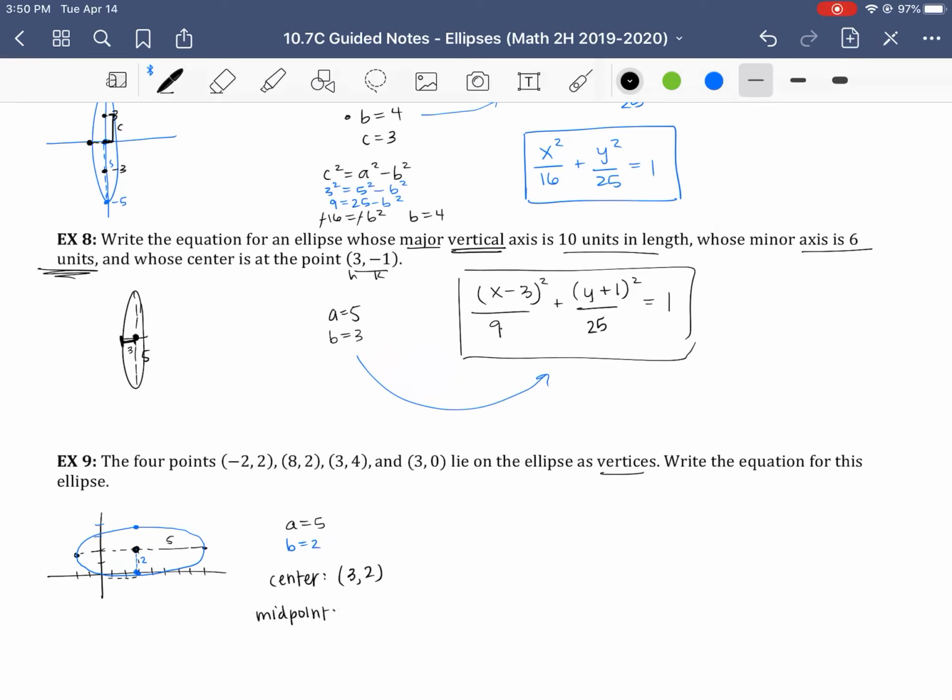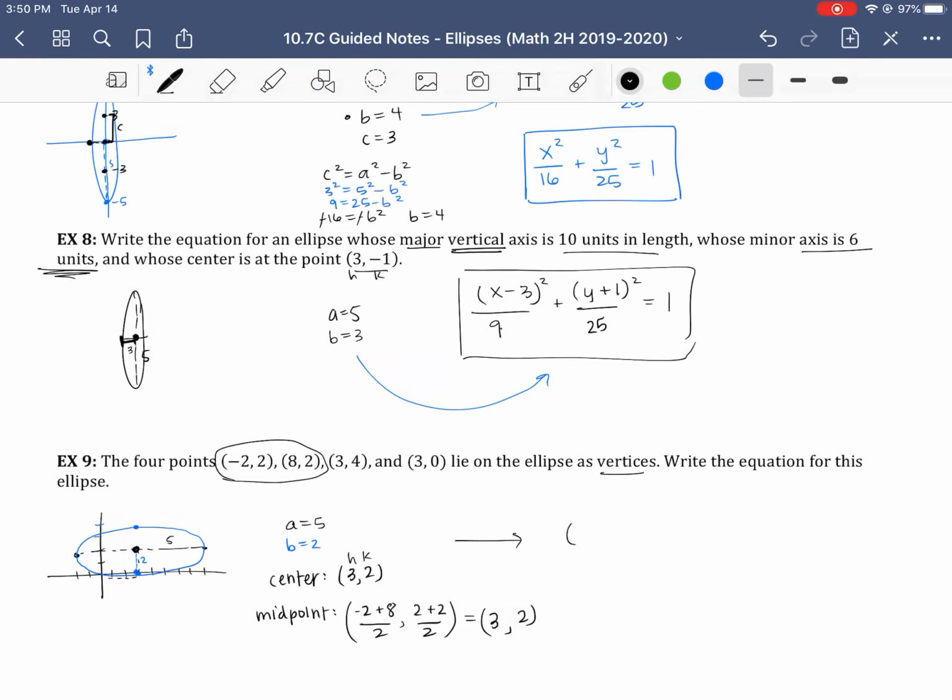If you couldn't tell, you would just take the midpoint. I'll show you another way. So if we want to find the center, we take the midpoint of, let's say, our major axis. And you could do major or minor. You just take your x values and add them together. So -2 plus 8, find their average. The y values, find its average. And -2 plus 8 is 6, divided by 2 is 3. And the y value there, 2 plus 2 is 4. Divided by 2 is 2, so you can use that as well.